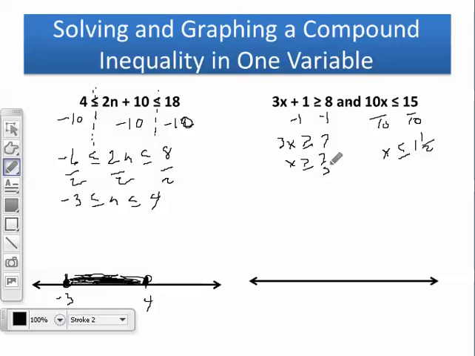Well, 7 over 3 is actually equal to 2 and 1/3. So what am I looking at? There is 1, there's 2, there's 3. Well, 2 and 1/3 is right there, and x is greater than or equal to 2 and 1/3, so solid circle there, going that way. And x is less than or equal to 1.5. Well, there's 1.5, and it is less than or equal to that, so solid circle there, going that way. There are my two drawings.